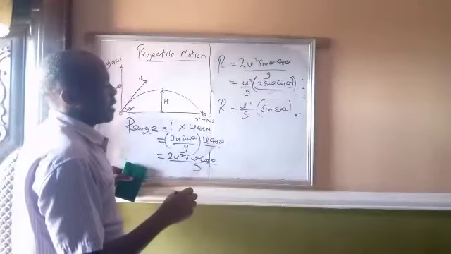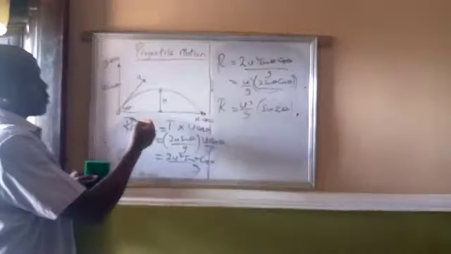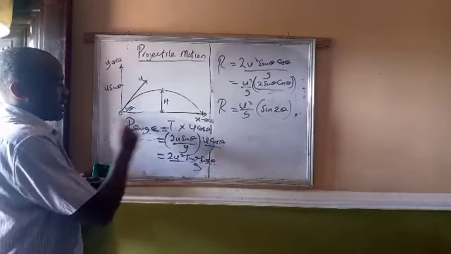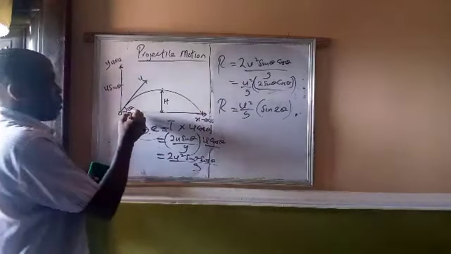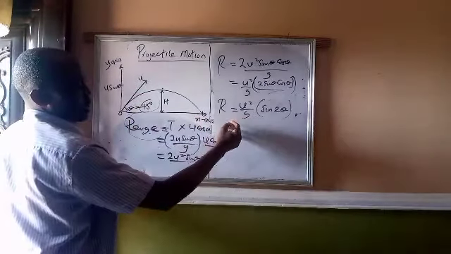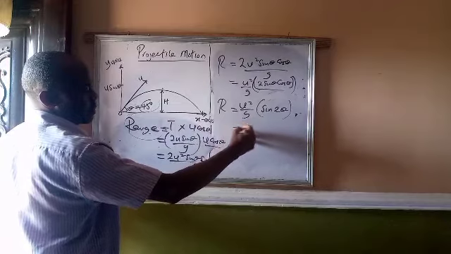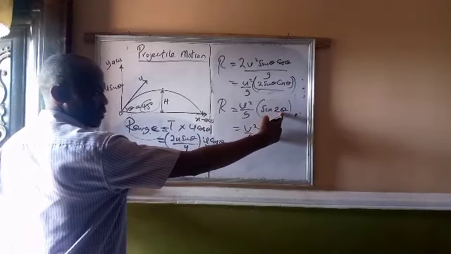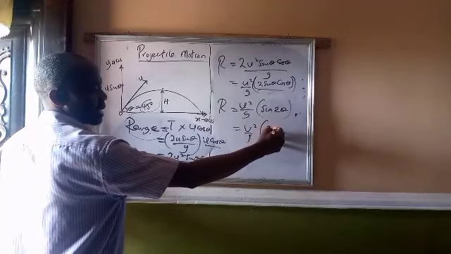Now, when you project an object at angle theta, the maximum horizontal distance, which is called range, is going to be maximum when this angle theta is 45 degrees. How do I know? Go to this equation. What do you have? u square over g. When theta is 45, this becomes sine 90.